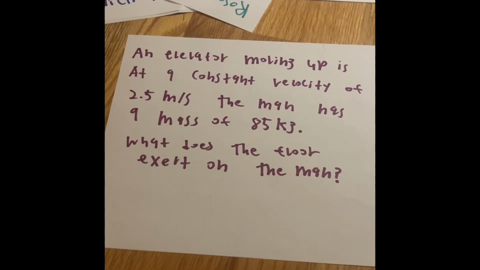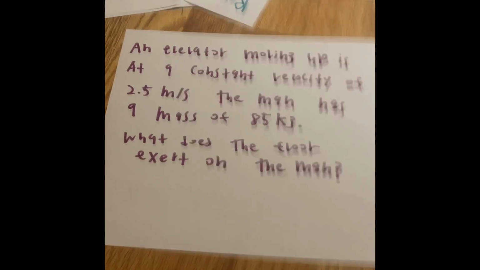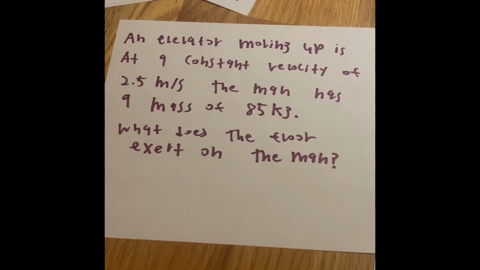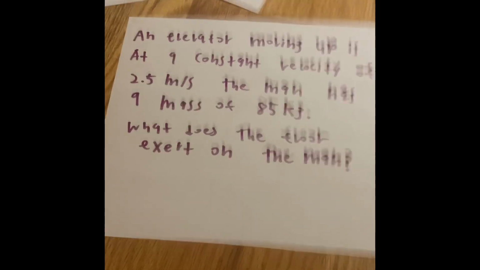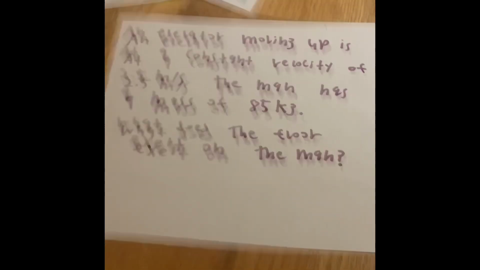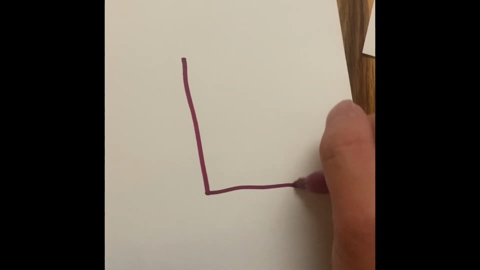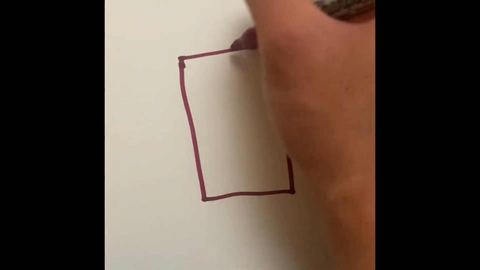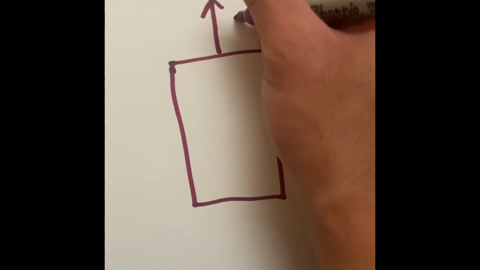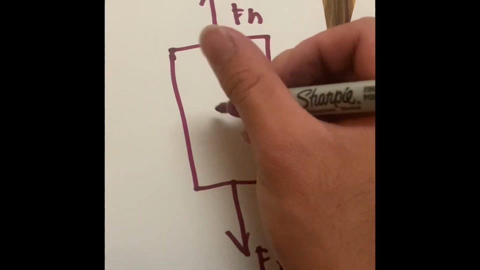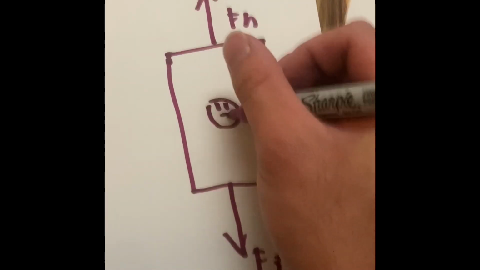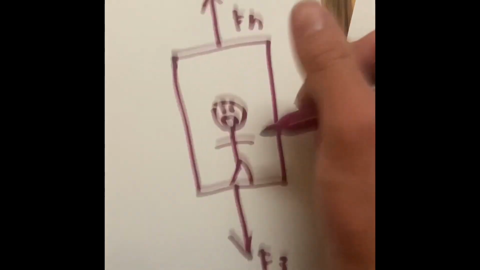An elevator moving up at a constant velocity of 2.5 meters per second. The man has a mass of 85 kilograms. What does the man exert on the floor? That's what the problem should actually say. So if we draw a little picture right here, we have the elevator right here. We have an F of M and an F of G. And here is an awesome man who loves to have the elevator.